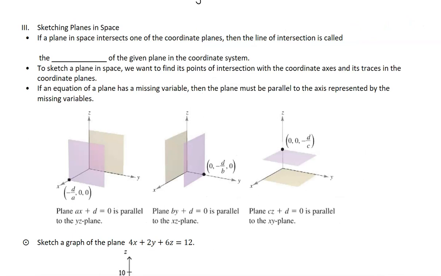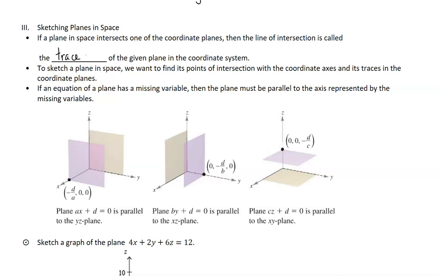Let's also take a look at sketching planes in space. If a plane in space intersects one of the coordinate planes, then the line of intersection is called the trace of the given plane in the coordinate system. So to sketch a plane in space, we want to find its points of intersection with the coordinate axes and its traces in the coordinate planes.